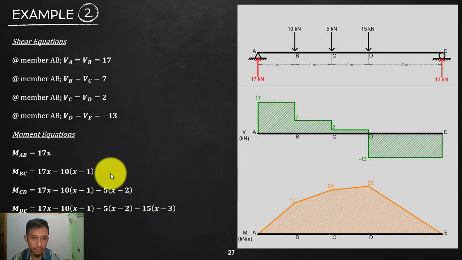So at A, using this equation AB, substitute 0. That will give us 0. Substitute, what is this distance? That is 1. Substitute 1, that will be 17. To connect that one, that is a straight line, and actually later on I will discuss.